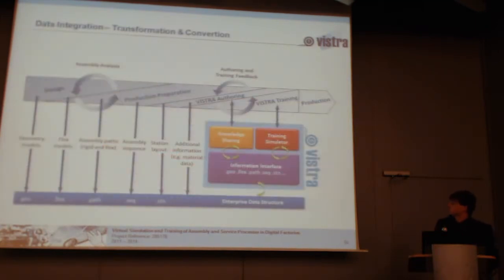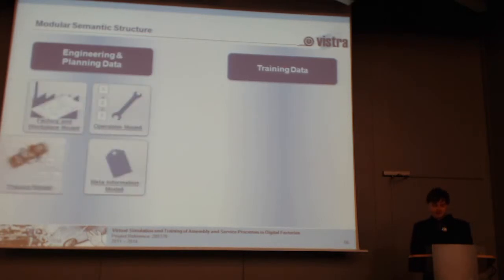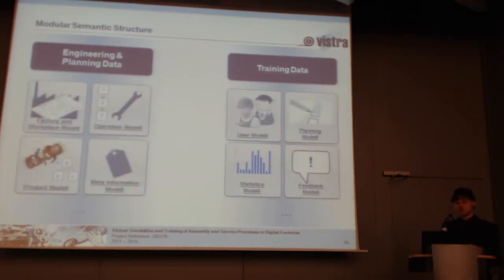So here we see which data we are currently using to create training applications. You see geometry models, simulation models, also station layouts, and so on. All this information is captured and stored in a modular semantic structure. This modular semantic structure is fine-grained, and it's also very flexible to be adapted to your needs, to your applications, and to the data which your enterprise offers.